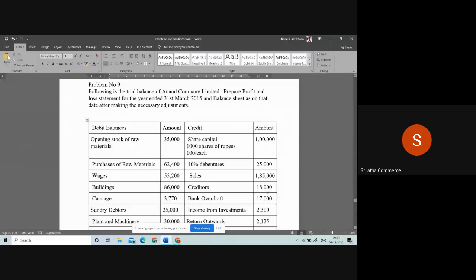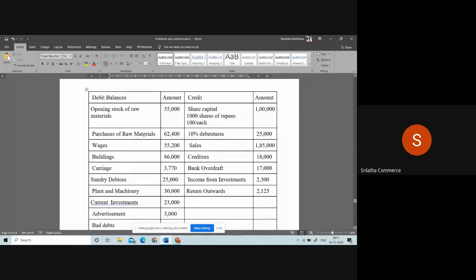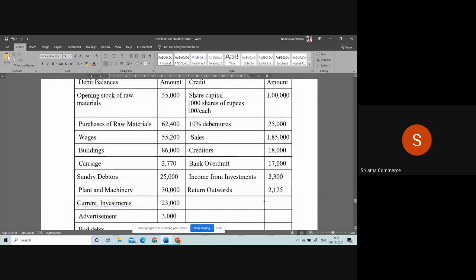Okay, now we'll discuss the problem. Following is the trial balance of Anand Company Limited. Prepare the profit and loss statement for the year ended 31st March 2015 and the balance sheet as on that date after making the necessary adjustments. So what are the accounts given? Each account we will discuss under which head it comes. I want you all to tell me, opening stock of raw materials comes under which head? Please be fast.